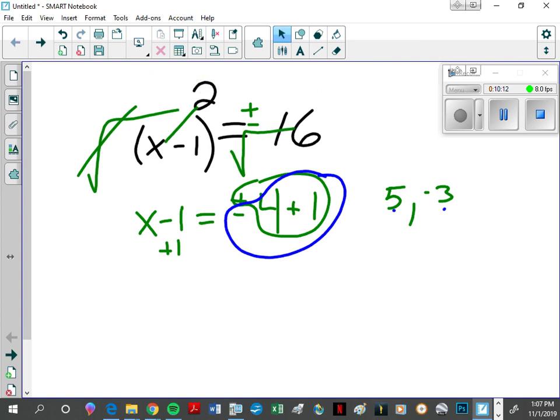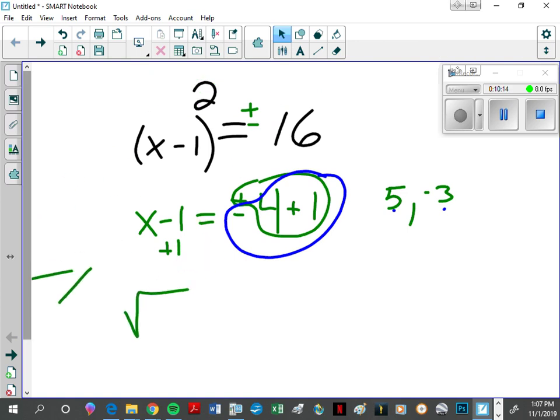Now watch what happens when we plug those in. So let's plug in 5. 5 minus 1 is 4, and 4 squared is 16. And then negative 3 minus 1 is negative 4, squared is 16. You see how that works?